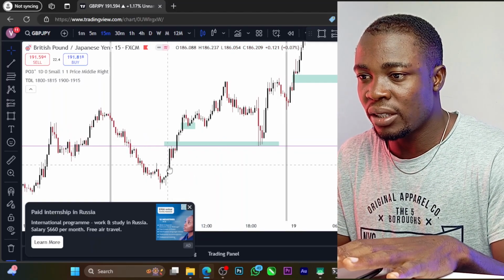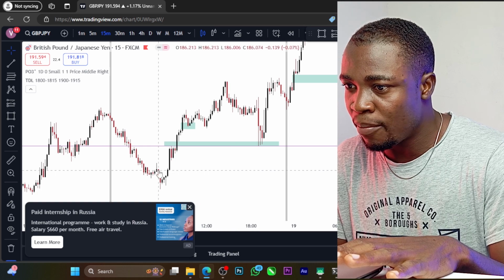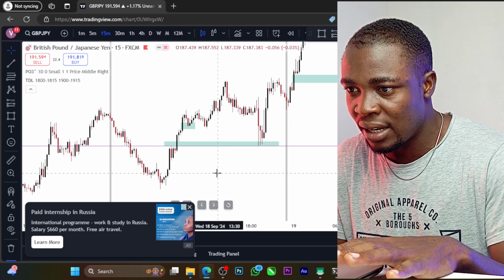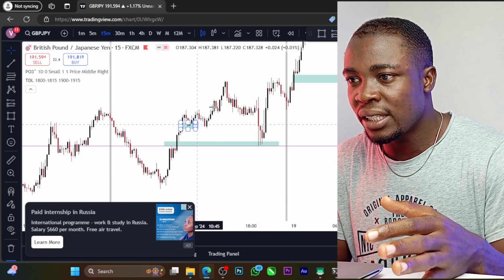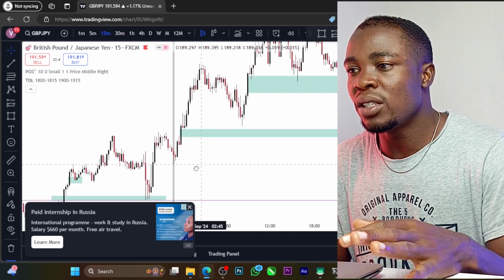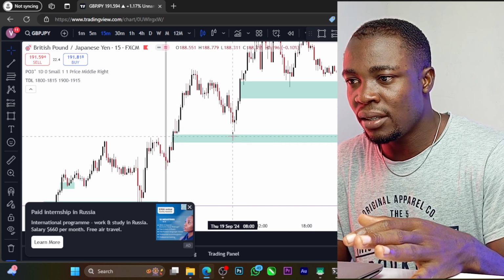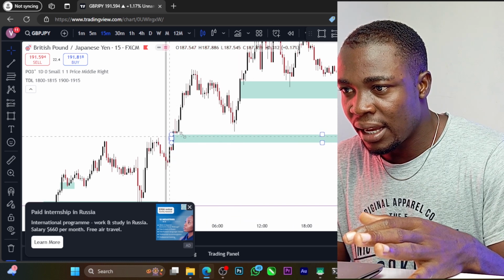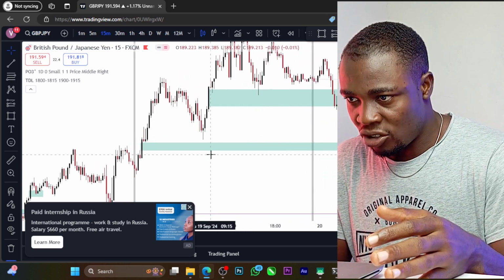There was a fair value gap here. You see, this one is supposed to be a fair value gap, but it is not because this particular candle balanced it up. So we have a fair value gap here, which later the market balanced up and then moved to its original state. There's another fair value gap here. The market comes in. I think it has not balanced it up, but it moves up. But it tried.